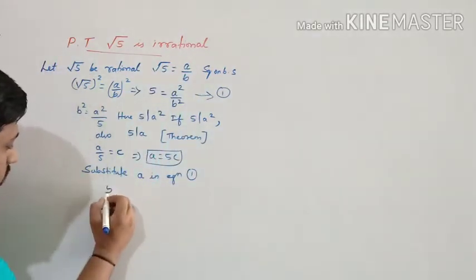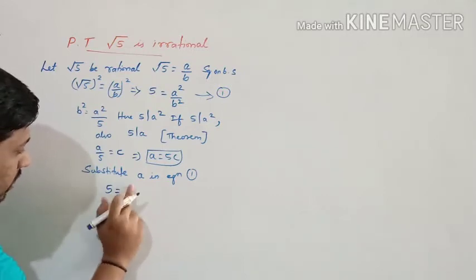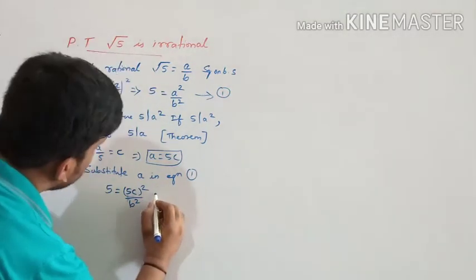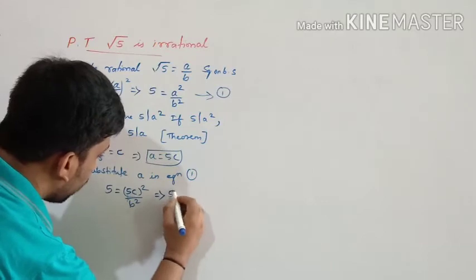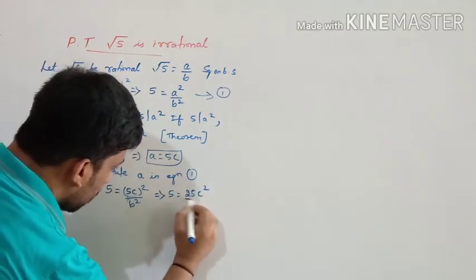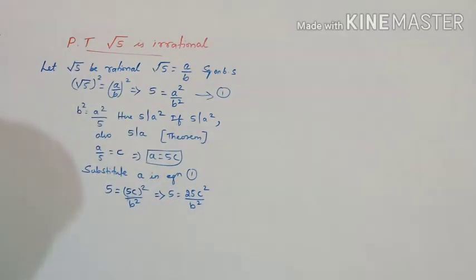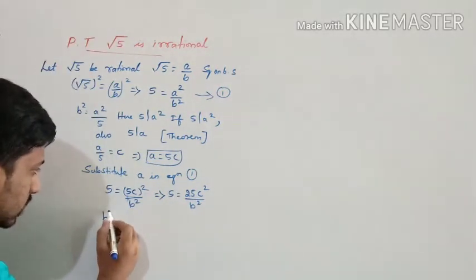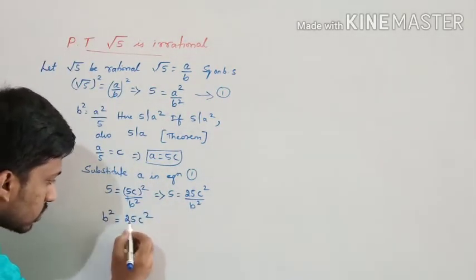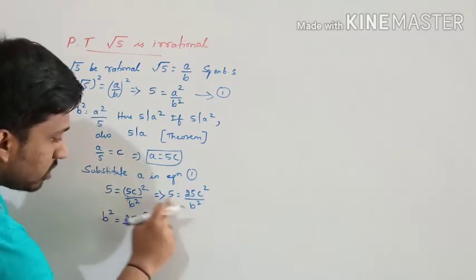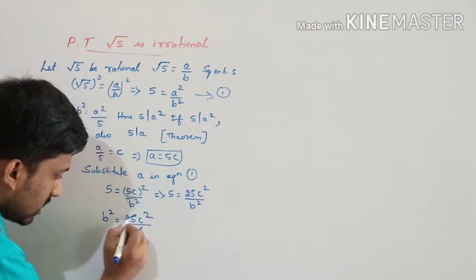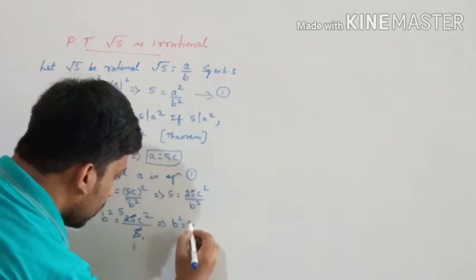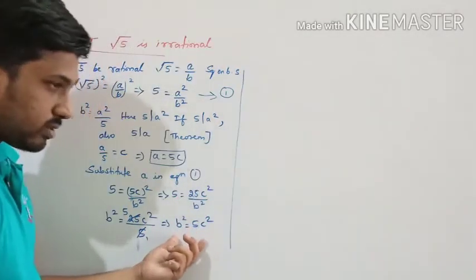What happens? It becomes 5 is equal to (5c) square by b square, that implies 5 is equal to 25c square by b square. Now I am going to take this b square to this side, so b square is equal to 25c square by 5. 5 fives are 25, so b square will be equal to 5c square. We got b square is equal to 5c square.